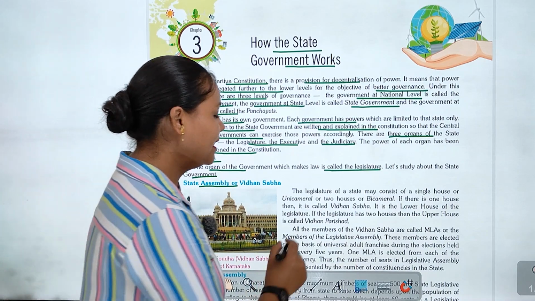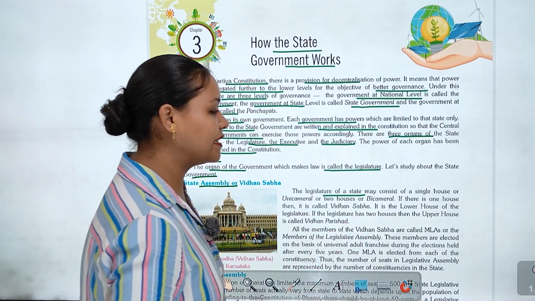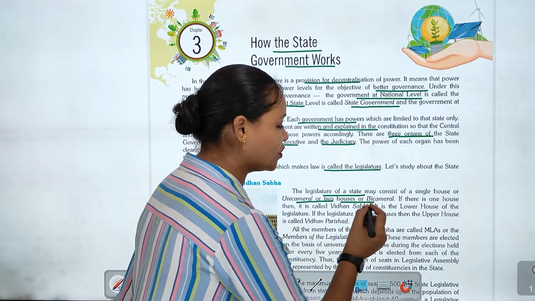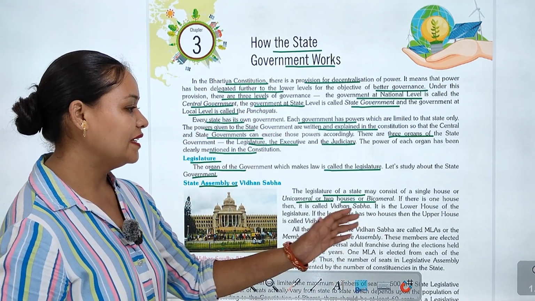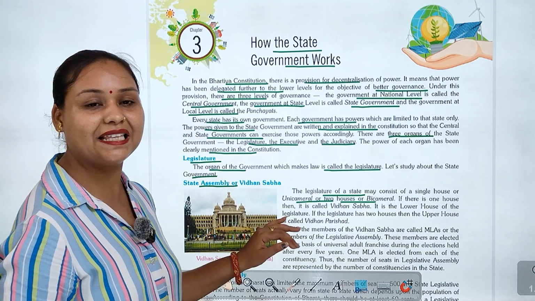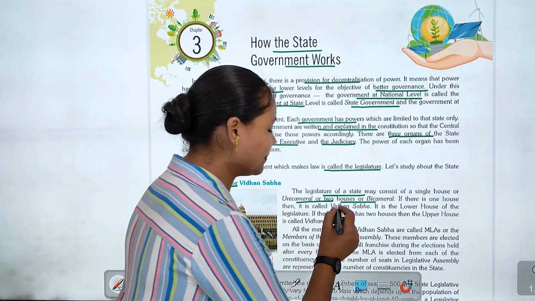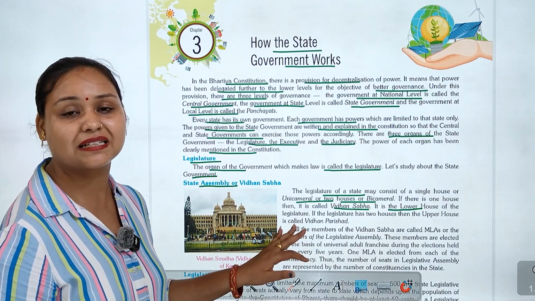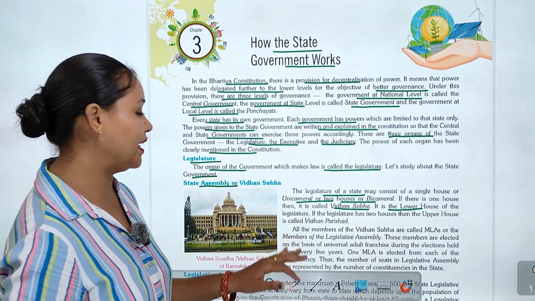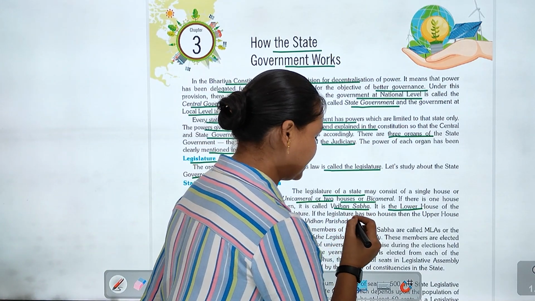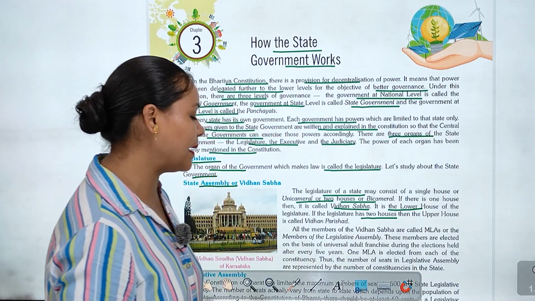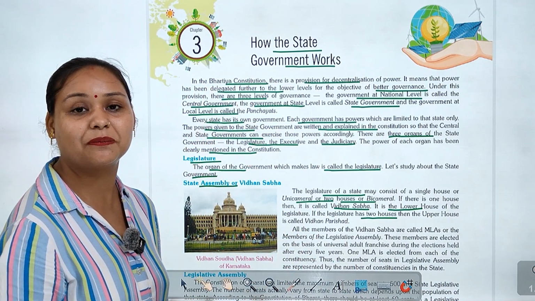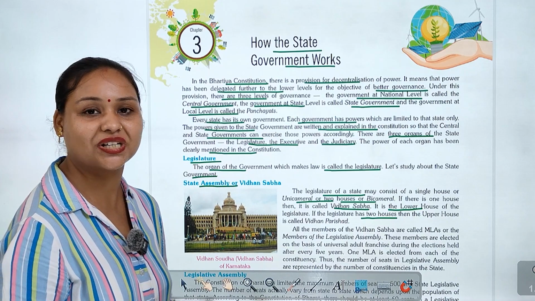चलिए पढ़ते हैं. The legislature of the state mainly consists of a single house or unicameral, or 2 houses or bicameral. If there is one house, then यदि एक हाउस की बात करें तो उसे हम विधान सभा कहते हैं. It is the lower house of the legislature. यह संसद का छोटा घर होता है. If the legislature has 2 houses, then the upper house is called विधान परिषद. और जो बड़ा घर जिसे एक उच्च श्रेणी का होता है उसे विधान परिषद कहते हैं.